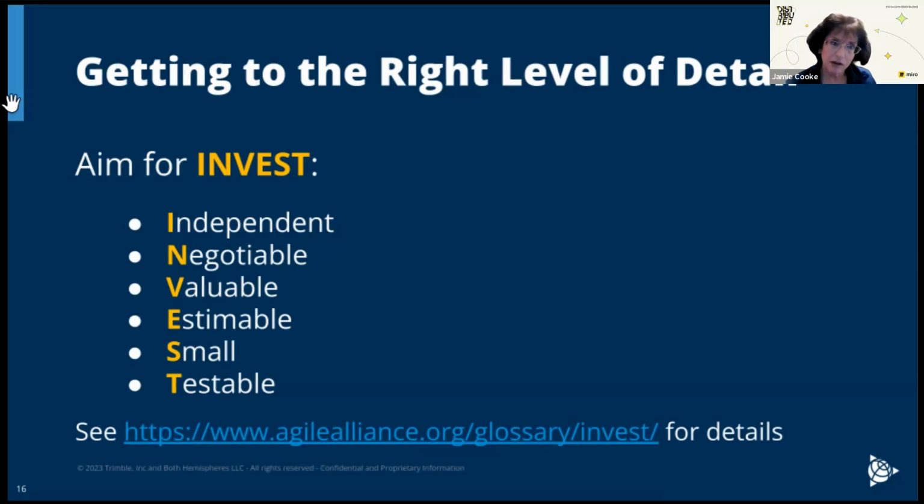And testable. Every story needs to have quality and acceptance criteria. Every story needs to have a definition of done. The team needs to know what they're building against, and you need to know what you're testing against in your approval. If you guys want more detail about the INVEST model, there's a link at the bottom from Agile Alliance that can help you.